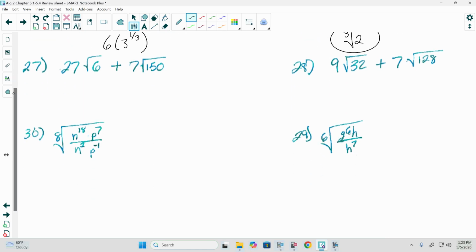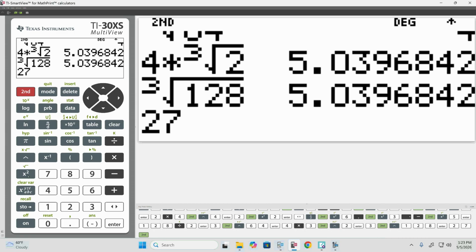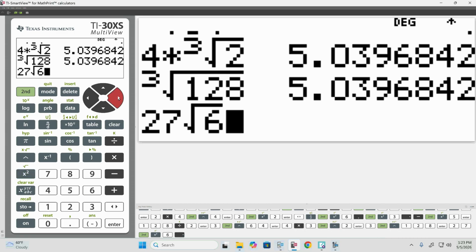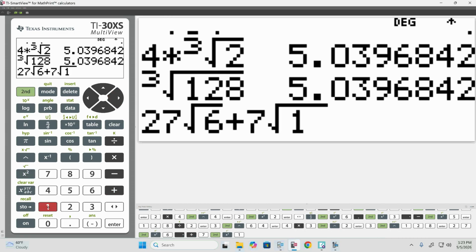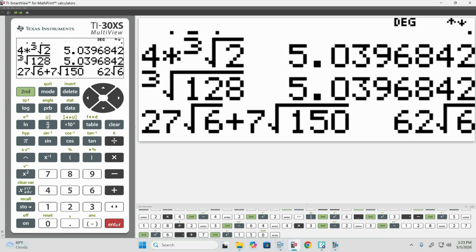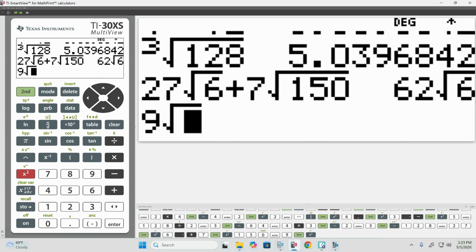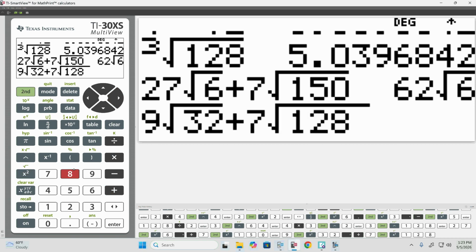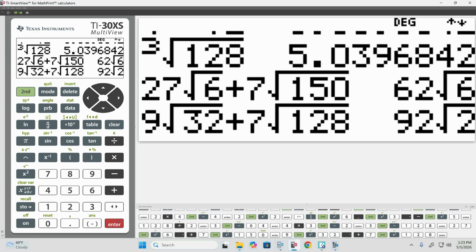27, 28, I would do the same thing for both of those. Those are square roots, yes? 30xs will do square roots for us very nicely, very easily. 27 square root of 6 plus 7 square root of 150, 62 square roots of 6. Same with 28. 9 square roots of 32 plus 7 square roots of 128, 92 square roots of 2.